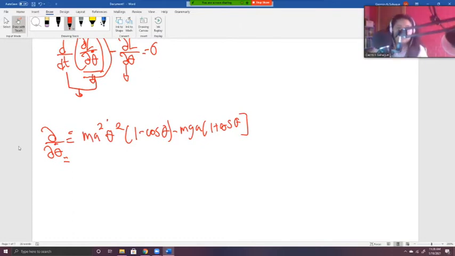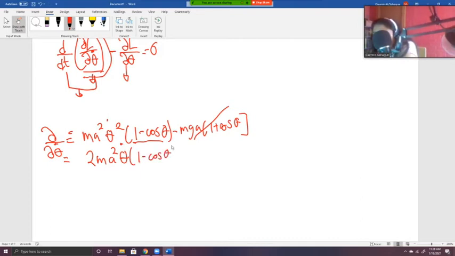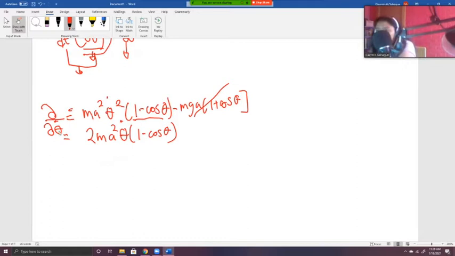So, let's do the partial derivative step by step. So, this one will stay. But we'll treat this as a constant. This will be a constant. This will cancel out because there is no theta dot. So, what remains is 2ma squared, which is constant, theta dot, parenthesis cosine. There you go.